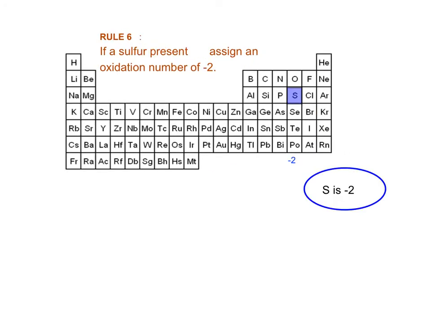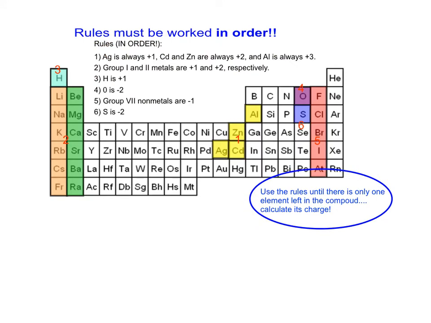And our last rule, there were 6 rules, is sulfur. If sulfur is present, assign an oxidation state of -2. So here's a recap of all 6 rules. First, look to see if you have any Katzenagels. They would get preference on their charge. Then look for alkali and alkaline earth metals, then hydrogen, then oxygen, then halogens, then sulfur. Once again, this will make a little more sense when we practice, but this little bubble is really helpful. Use the rules until there is only one element left in the compound. Even if it's on the list, your last element will always be unknown.